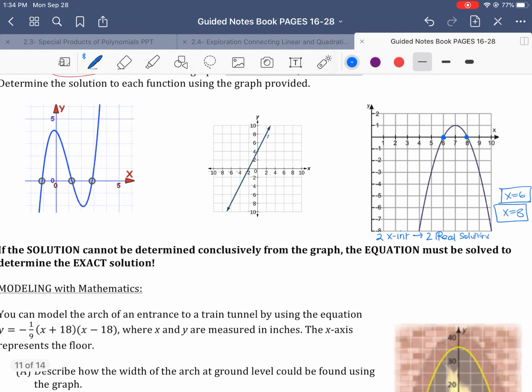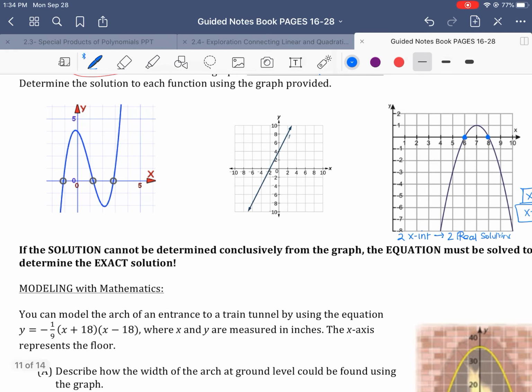Looking at this middle one, there's only one crossing part. This is linear, so it's not going to come back and cross again. So again, if there's one x-intercept, that means there's one real solution to this function. And again, we can identify it from the graph. X would be equal to -2 in this case.